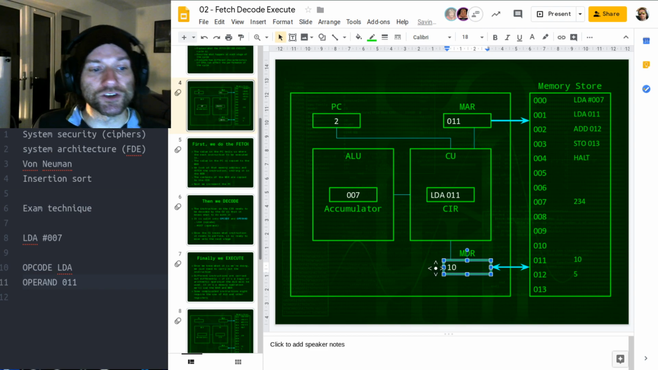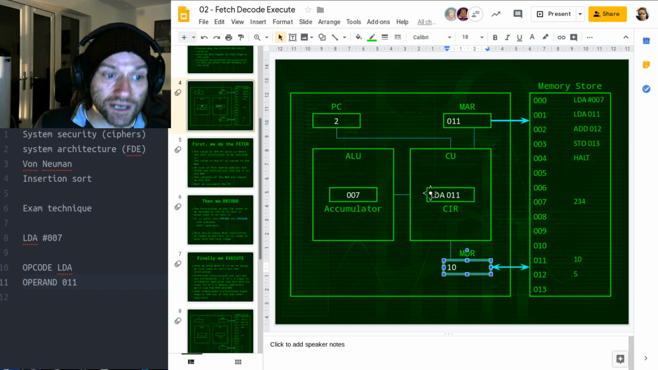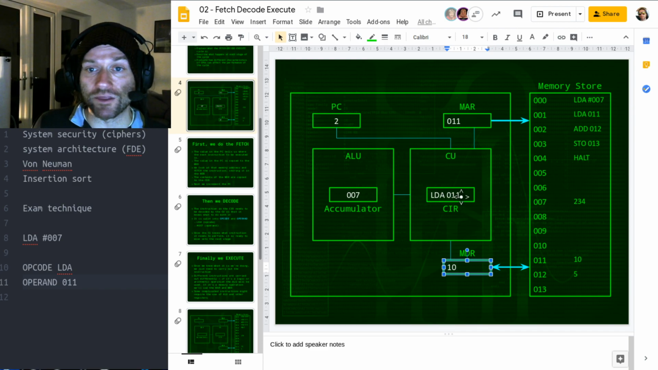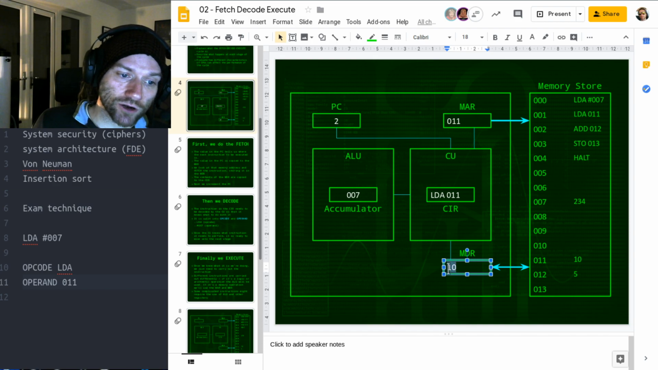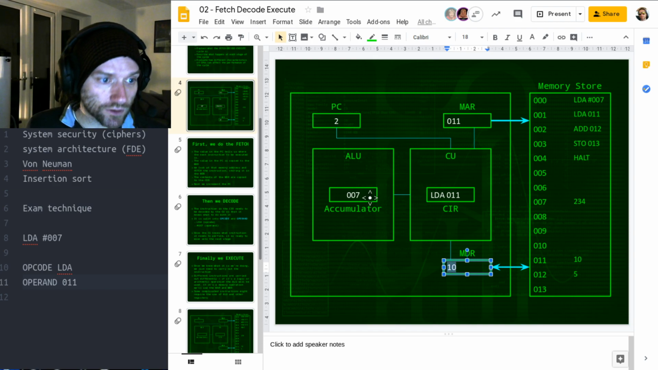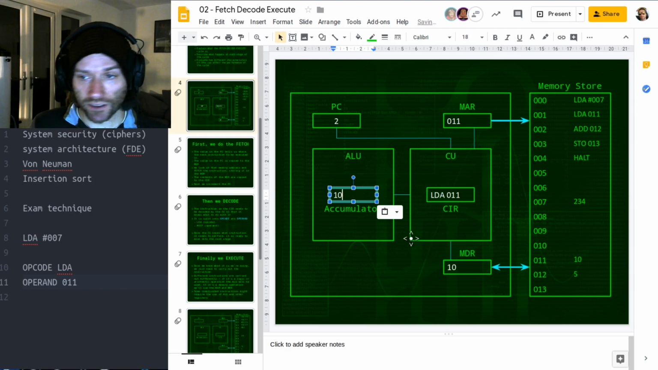You can see here that because we have now obliterated what was stored in the MDR, that shows us why we need the CIR in the first place, so that we can still understand what instruction we're carrying out even while we're executing it. Now that we've copied that value across, we copy it into the accumulator. That's all there is to it.